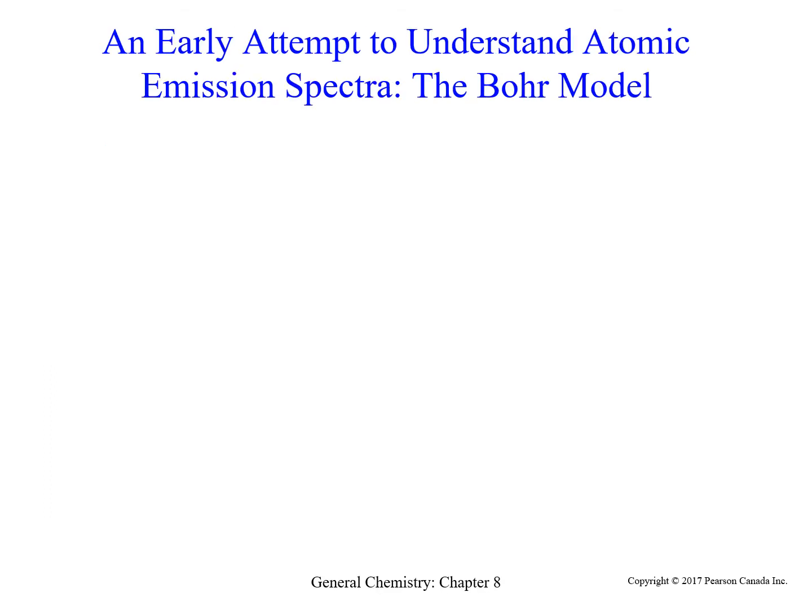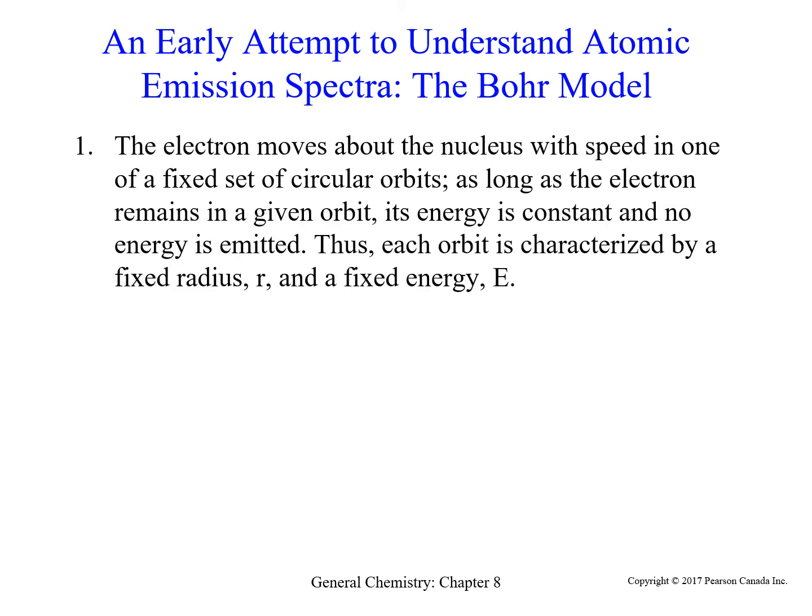So early attempts to understand atomic emission spectra, using all of the work of Einstein and so on, a gentleman named Bohr was one of the first to describe what the atom was, based on all the observations that we've seen so far. Bohr's model of the atom said that the electron moves around the nucleus with a speed in one of a fixed set of circular orbits.